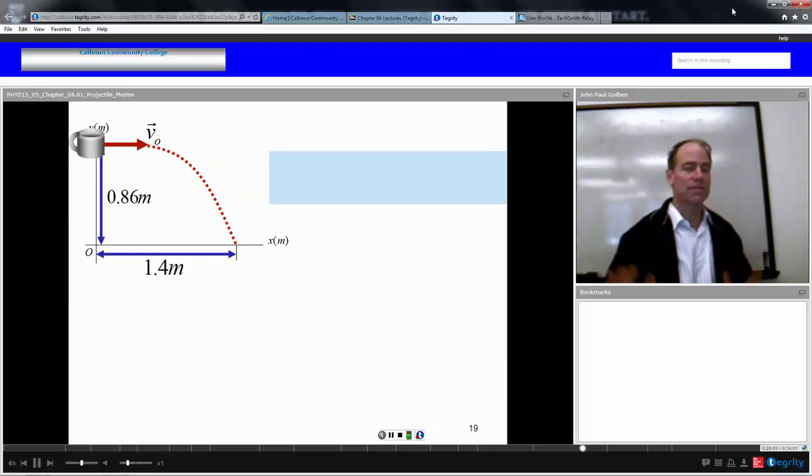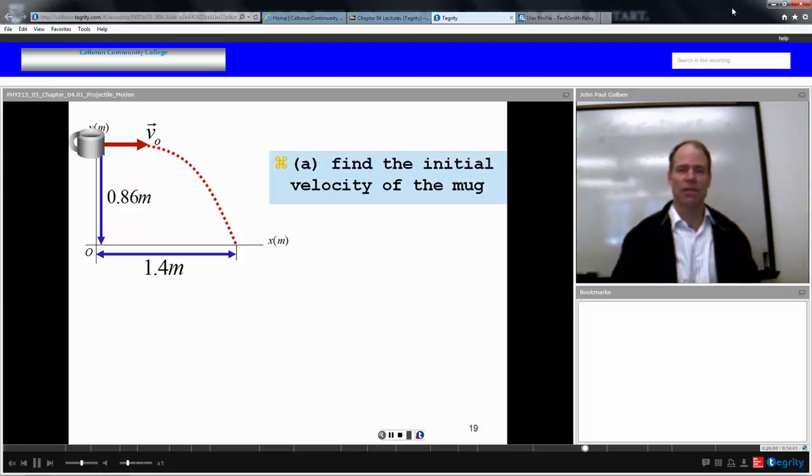Now that I have the time, I know that'll be the same time that it's moving in the x direction. So I'm going to use that time to help me do the kinematics for the x direction. Let's find the initial velocity of the mug. We can use the x direction motion to do this. We know that our displacement will equal our x velocity times time. No acceleration to worry about because the acceleration in the x direction is 0.